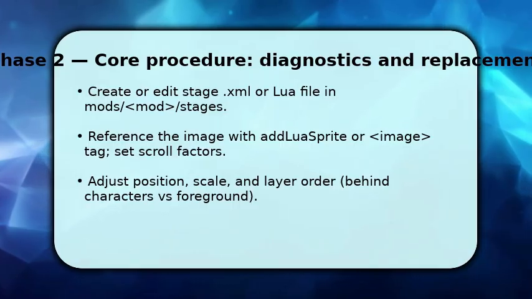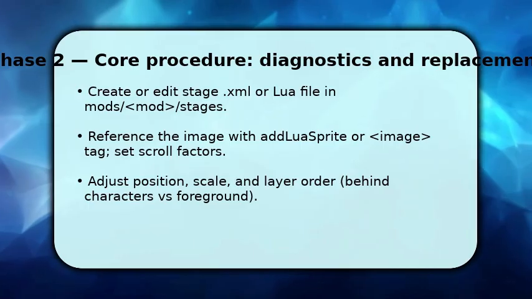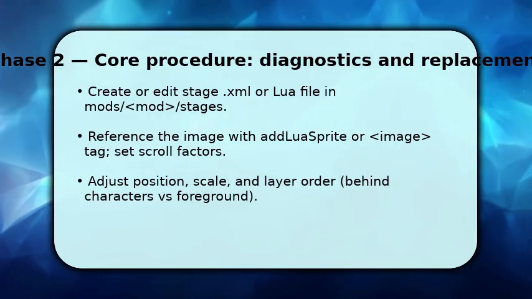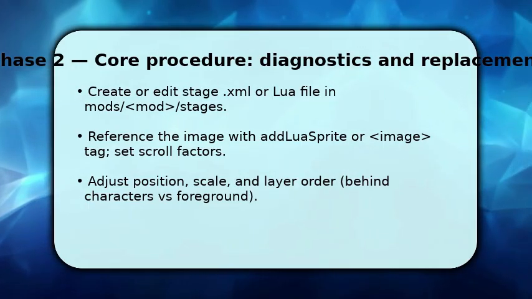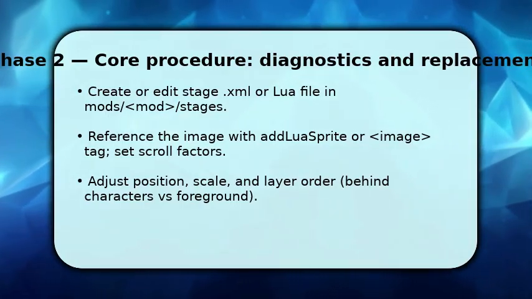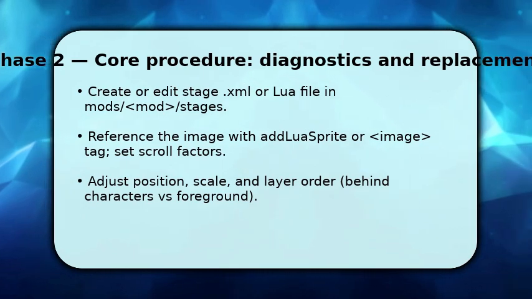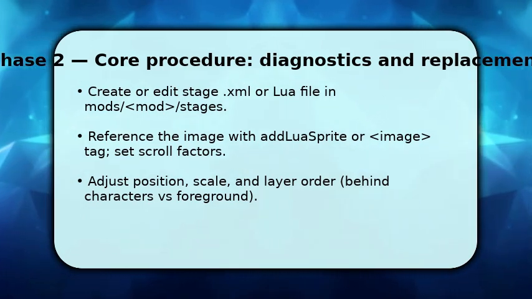Set scroll factor to control parallax, for example 0.9 for subtle movement. Position and scale with setProperty, BG name.x, value and scaleObject. Place it behind characters by adding it before the HUD or using setObjectOrder. This makes the BG look natural in-game.